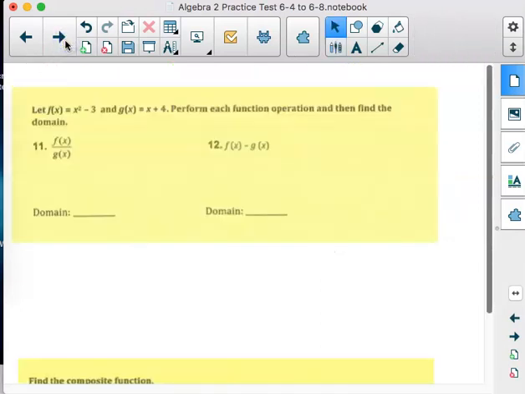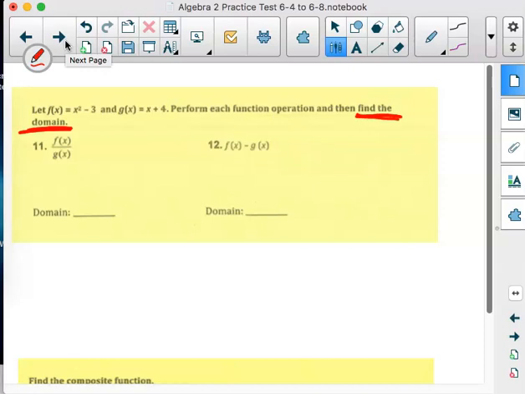Let's look at 11 and 12. Let f of x equal x squared minus 3 and g of x equal x plus 4. Perform each function operation and then find the domain. Oh, no. They don't get to tell us what direction we do this in. We know from doing these that where we want to start is by talking about that domain. So let's go up here to f.